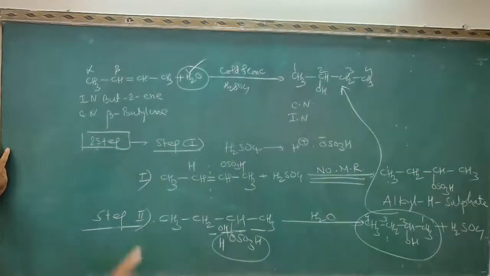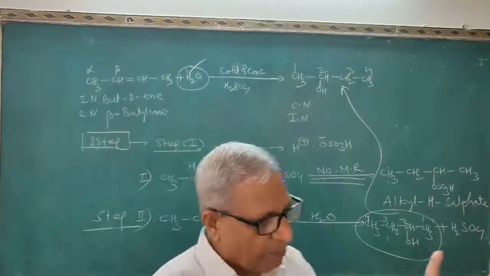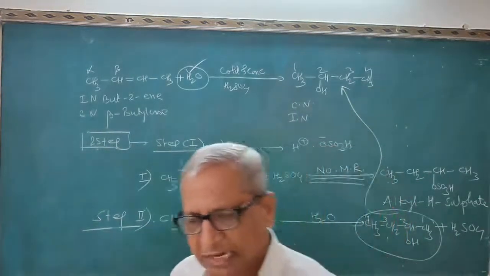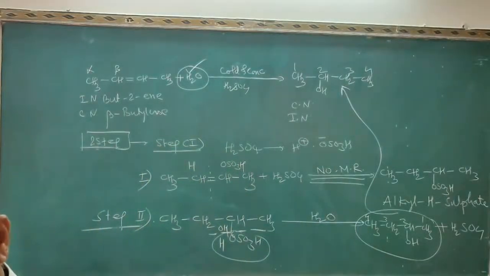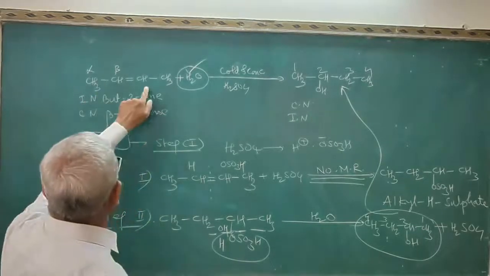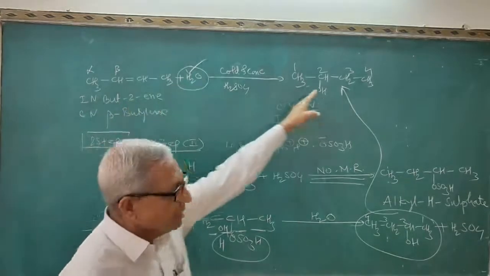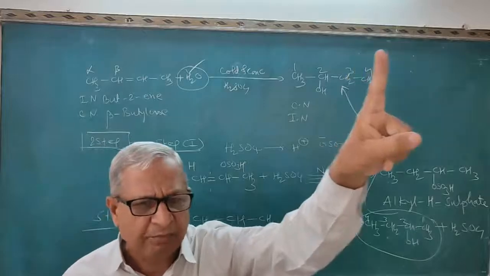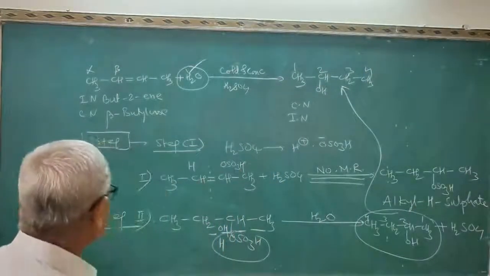So you can prepare this one. One of the important questions: by this method, you can prepare only one primary alcohol, that is ethyl alcohol. All the other alcohols will be secondary and tertiary. When you take ethene instead of but-2-ene, you will get ethyl alcohol. And this is the only primary alcohol you can prepare. Other alcohols will be secondary and tertiary.